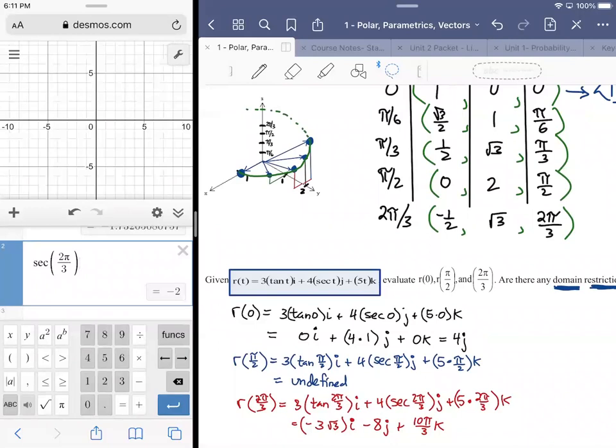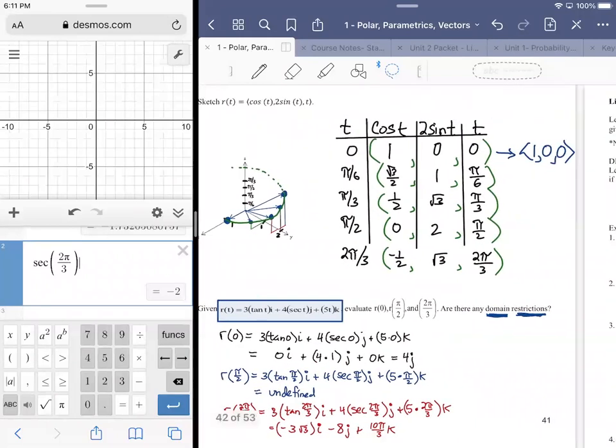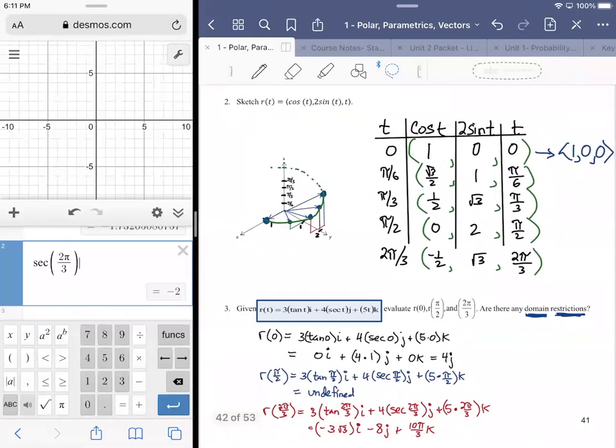All right. So that was the problem on page 41. Now, in terms of answering the actual question, are there any domain restrictions? Oh yeah, because I got one of those values to give an undefined. The big question would be, are there any other? I kind of ended the sentence after saying any, which was weird.